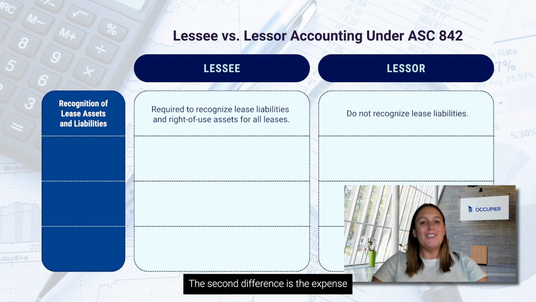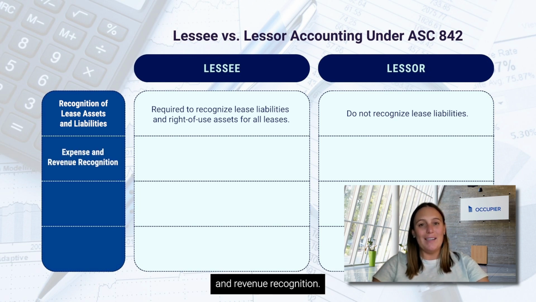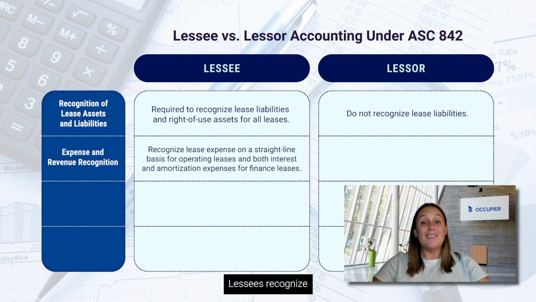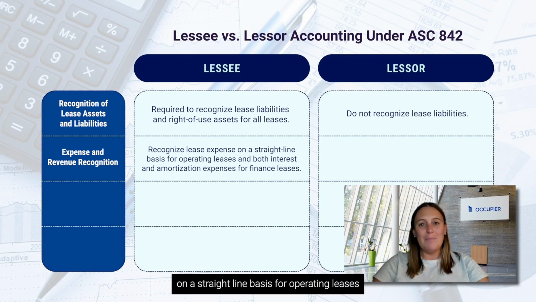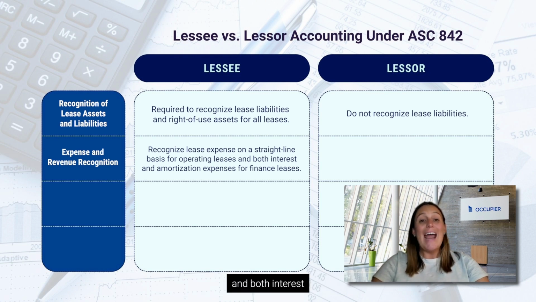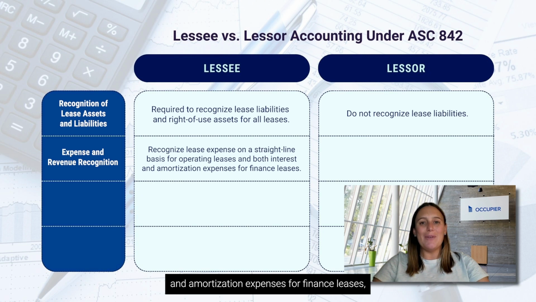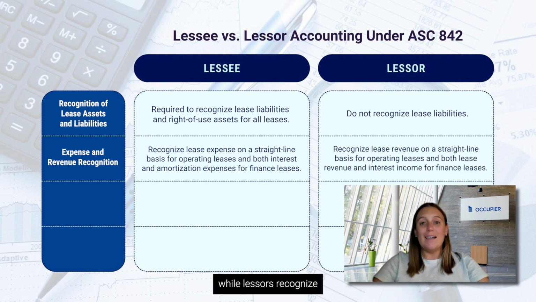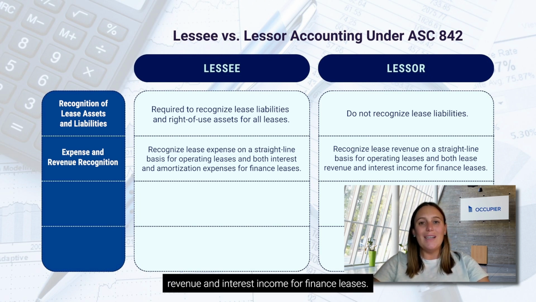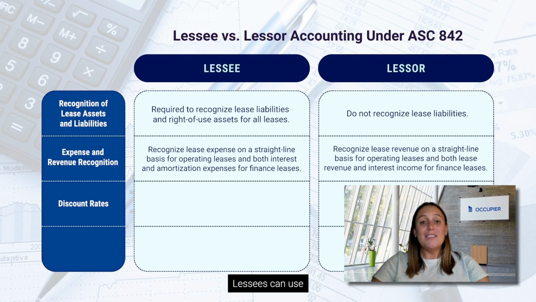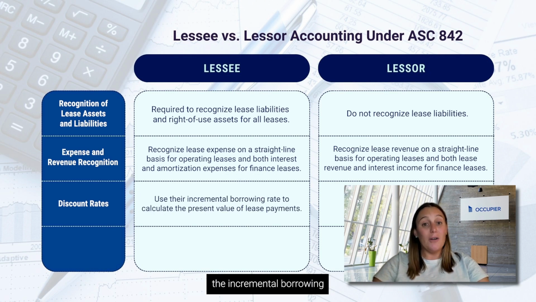The second difference is the expense and revenue recognition. Lessees recognize lease expense on a straight line basis for operating leases and both interest and amortization expense for finance leases, while lessors recognize lease revenue on a straight line basis for operating leases and both lease revenue and interest income for finance leases.